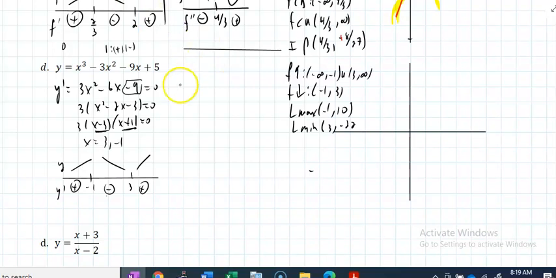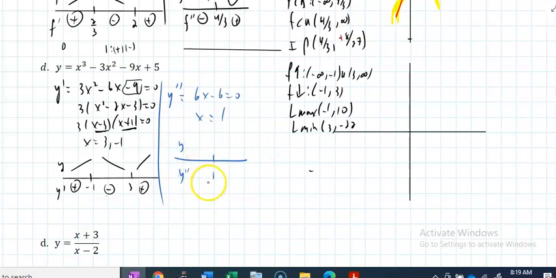We take the second derivative. That is 6x minus 6 equal to 0. That's when x equals 1. If I pick a point to the left of 1, say 0, that will be negative. A point to the right of 1, say 3, put 3 in there. 18 minus 6, that's positive.